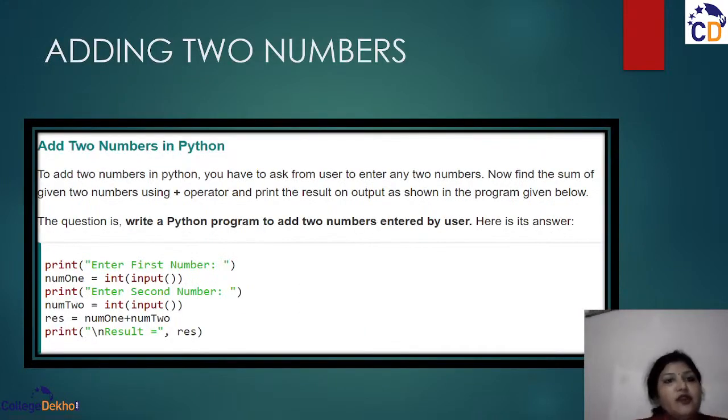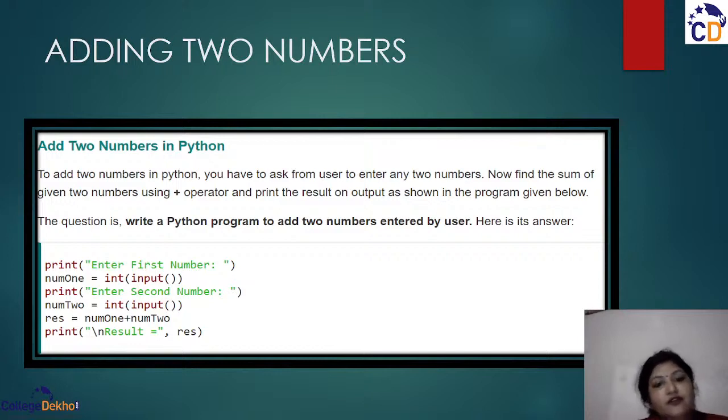Next program is adding two numbers. Let's see how to add two numbers with the help of the plus operator. The plus operator is basically used for adding the two numbers, and then later on we are going to print the result as well. So let us start with that.